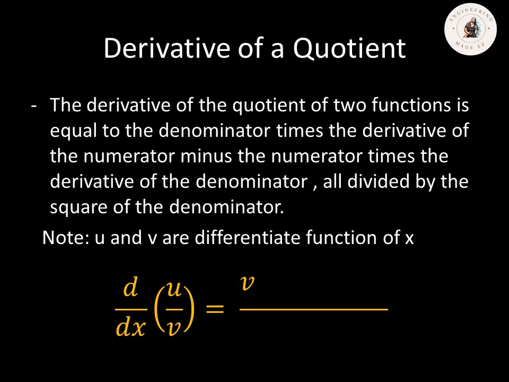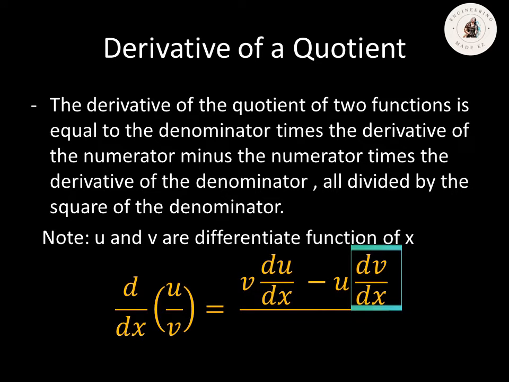So denominator, which is v, multiplied by the derivative of your numerator with respect to x, so du over dx, minus the numerator multiplied by the derivative of your denominator with respect to x. So in this case, our denominator is v, so that's why we have dv over dx. So all divided by the square of your denominator, which is in this case v. So that's why we have v squared here.